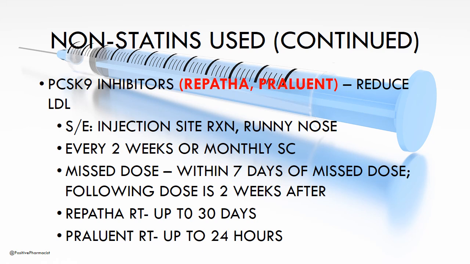Repatha at room temperature can stay out for up to 30 days, whereas Praluent can only stay out for up to 24 hours at room temperature. Once it has been warmed up for injection, that's it. Can only stay out for up to 24 hours, but Repatha can stay out for up to 30 days. So those are key points to remember when we're counseling our patients, and I believe that's a reason why Repatha is more common now in practice versus Praluent.